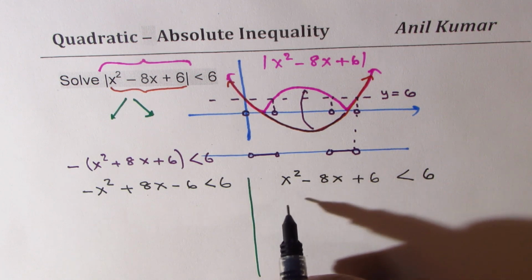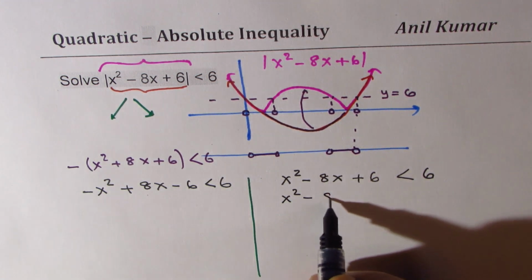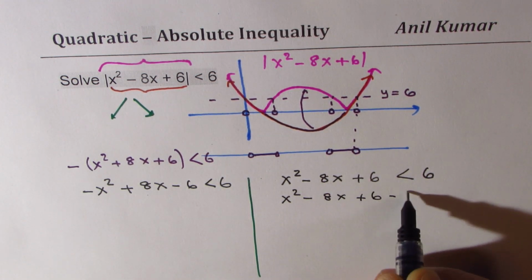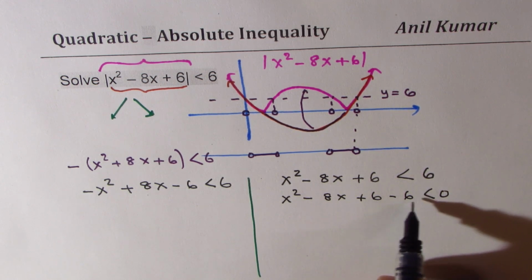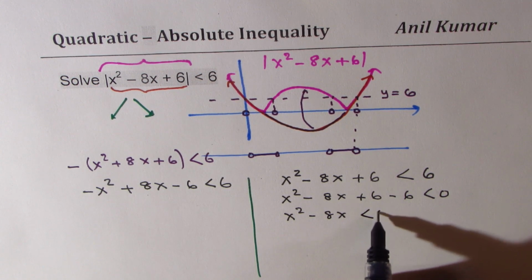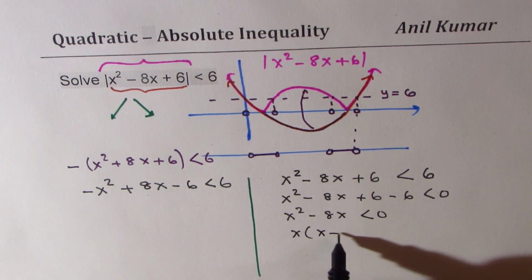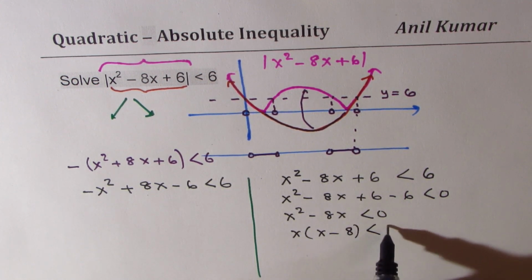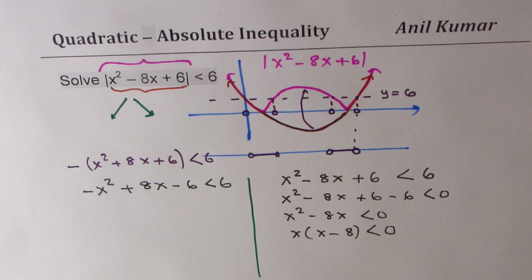So let me start with this. X square minus 8x plus 6 minus 6 less than 0. Minus 6 plus 6 is 0. So we get x square minus 8x less than 0. X is common. X times x minus 8 less than 0.